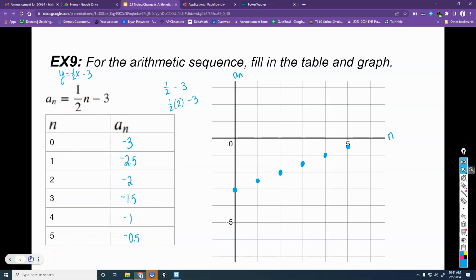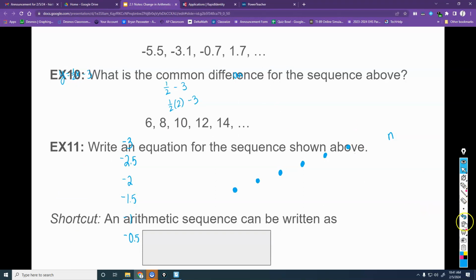So let's continue here. For example 10, what is the common difference for the sequence above? I put this above instead of below because the AP likes to format things that way better. Yes? I think that looks probably right. If we're not sure, how can we tell for sure?